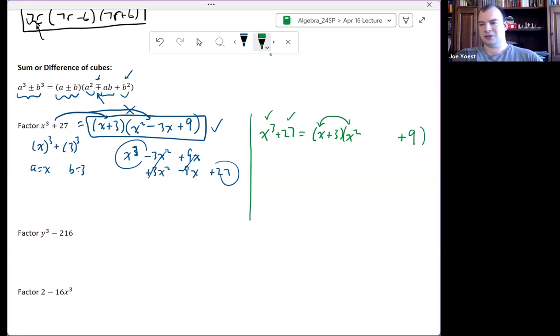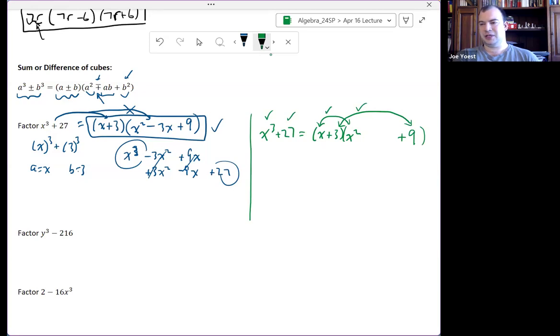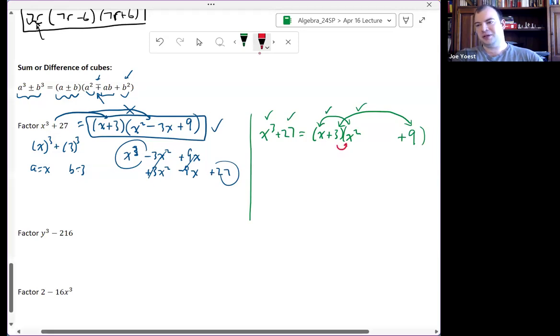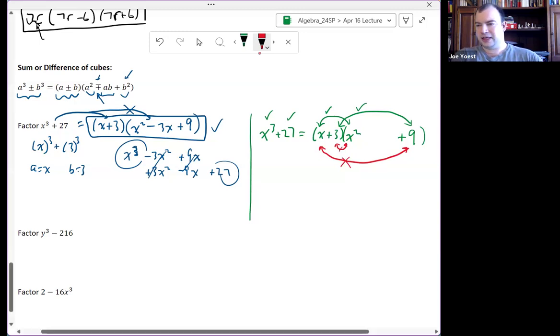Well, this is good and this is good. Those are things that show up in my final result. But what are the bad things in some sense? I mean, maybe we shouldn't ascribe moral character to math expressions, but I don't know. The bad things in a sense are the 9x. I don't want that persisting. I don't want that to show up in my final answer, and the 3x squared. So I've got to get rid of those.